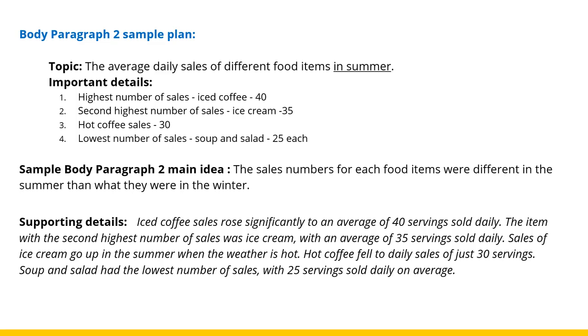Hot coffee fell to daily sales of just 30 servings. Soup and salad had the lowest number of sales with 25 servings sold daily on average. So as you see, you can write it like this, or if you want to, you can write it differently as well. It also depends on your style and what kind of information you want to include. Remember that everyone writes differently. However, as long as you include the most important features and you're making meaningful comparisons, it means you did a great job.